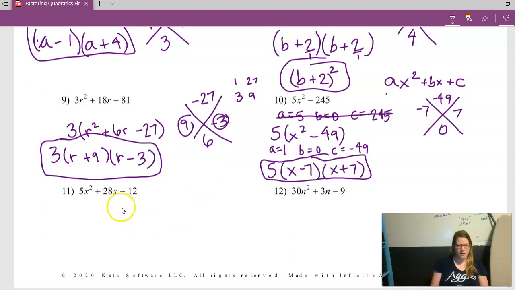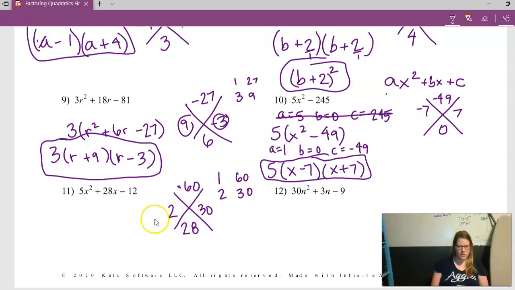Number 11, no common factor. So we'll just go ahead and multiply out a times c. So 5 times 12 is negative 60, I guess negative 12. And then our middle term being 28. So for 60, just start making a list. 1 and 60, that won't help us. 2 and 30. Oh, 30 minus 2 is 28, so those will work.